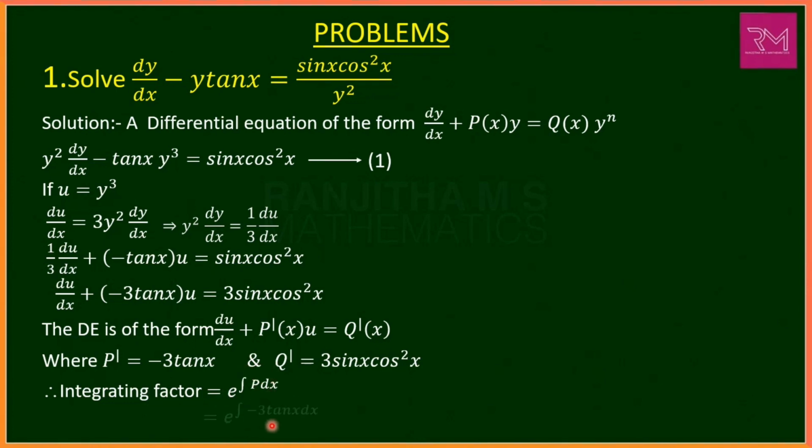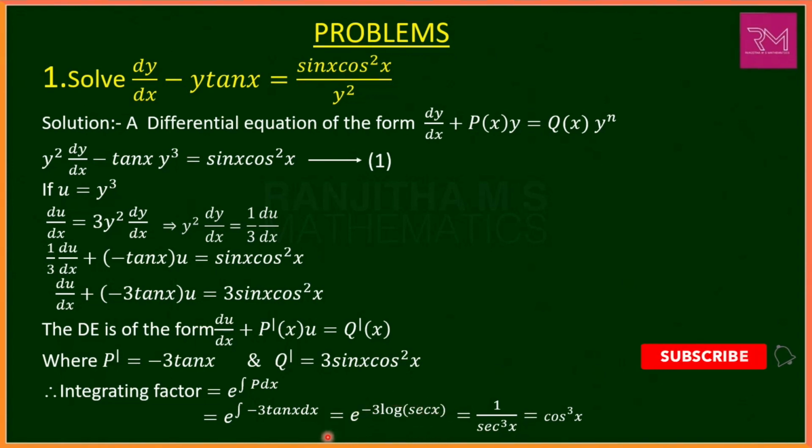Substitute p value and simplify the integration. Exponential power of integral of p is minus 3 tan x into dx. Minus 3 is constant, take as it is, into integration of tan x is log of secant x. Therefore, we get exponential power of minus 3 into log of secant x. If we take this minus 3 inside the bracket, this is of the form n log m, so this is of the form log m power n. Hence we get log of secant power minus 3 x. So exponential and log get cancelled.